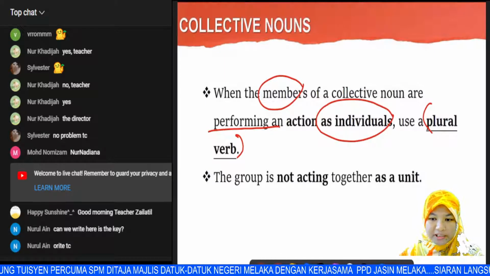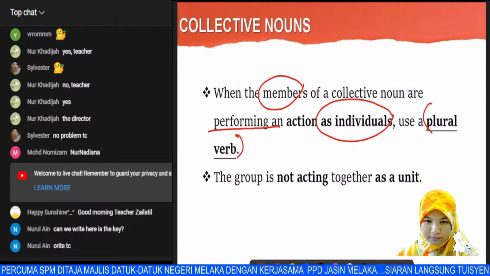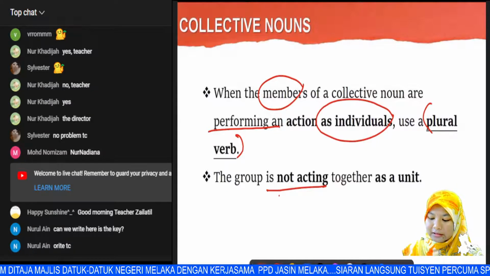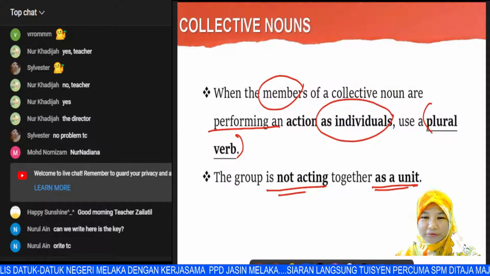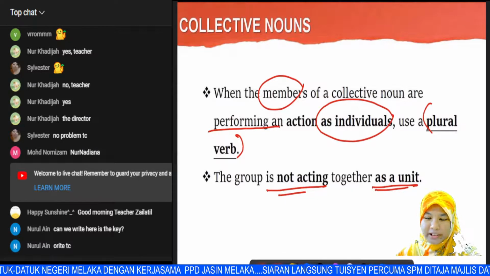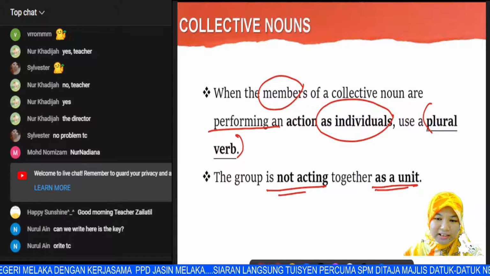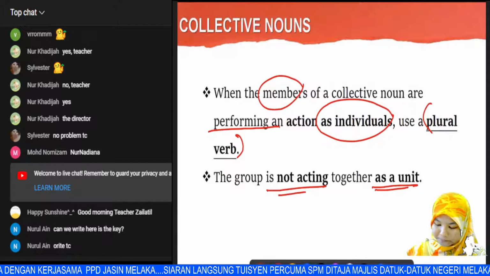The group is not acting together as a unit. They are doing their own different stuff. They did not practice teamwork, I think. So when they are not doing the same thing as a group, we use a plural verb.